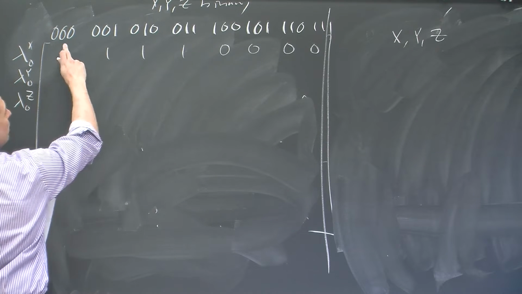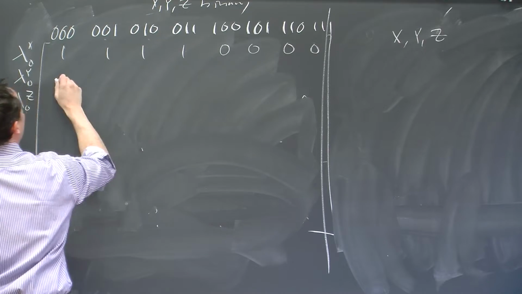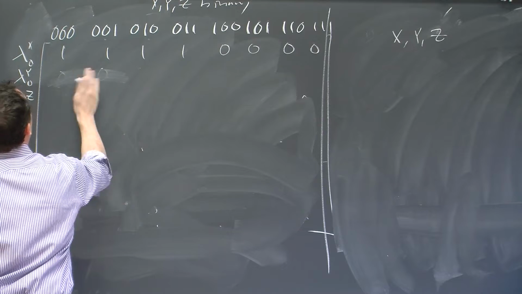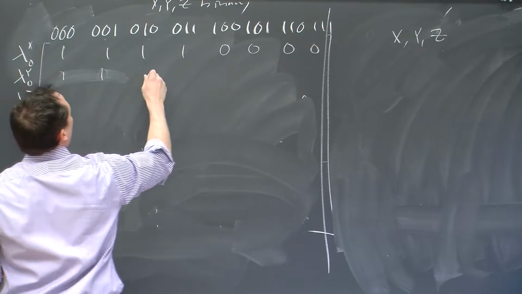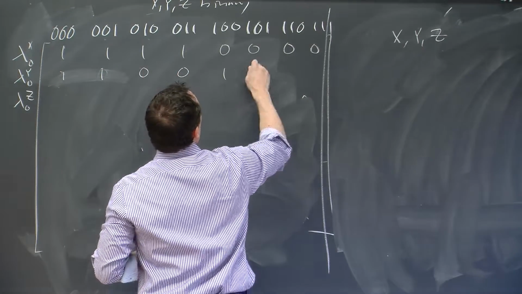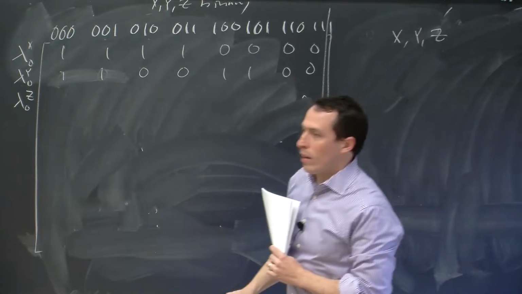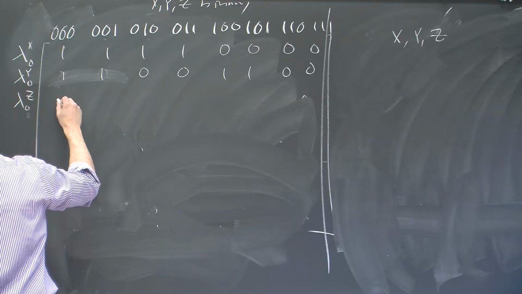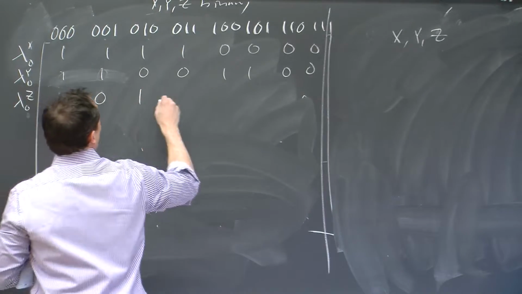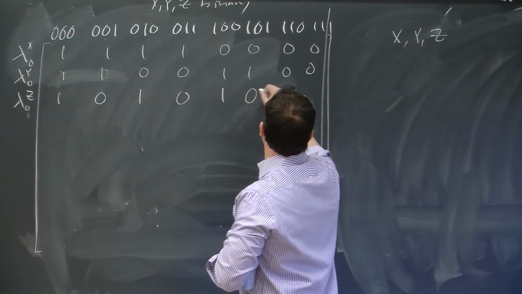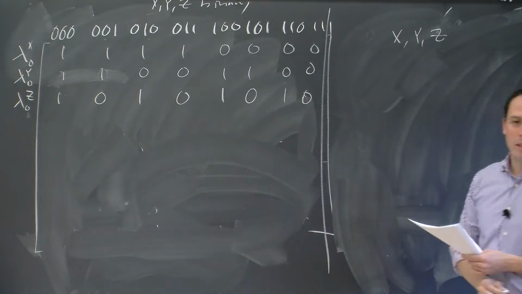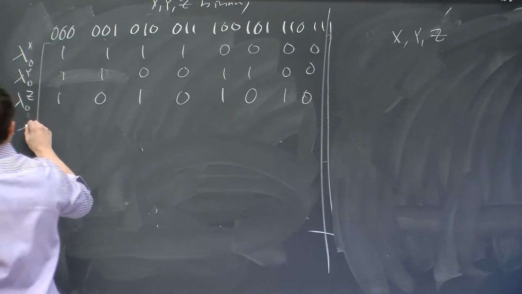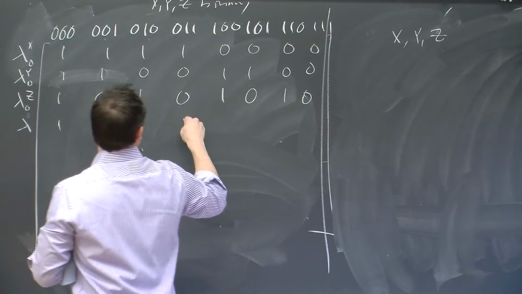For y equals 0, I want to look at when the second one is 0. So 1, 1, 0, 0, 1, 1, 0, 0. And for the last one, I want to look at when z is 0. So z is 0 here, not 0, 0, not 0, 0, not 0. And then I would need an additional row for my lambda. Let's put that in, which is just all ones.